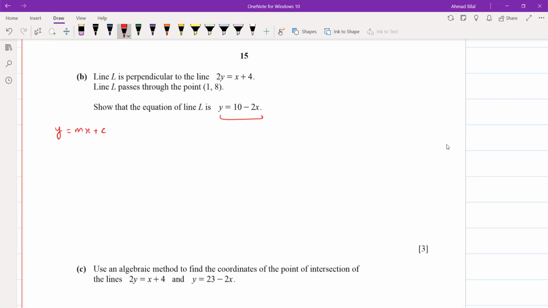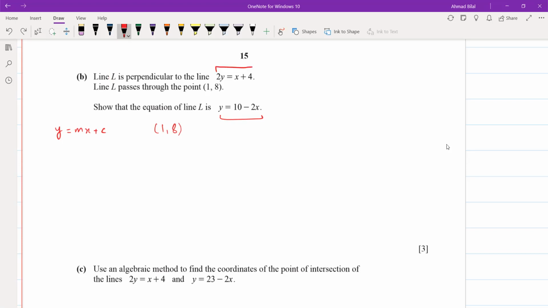एक point तो हमारे पास है, that is 1 and 8. So we already have 1 point. What about the gradient now? अब देखिए वो 2y equals x plus 4 के perpendicular है. अगर हमें 2y equals x plus 4 का gradient मिल जाए तो उसका negative reciprocal ले लेंगे, हमारे पास line L का gradient आ जाएगा.